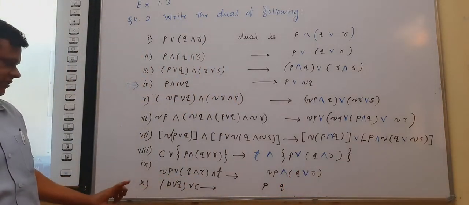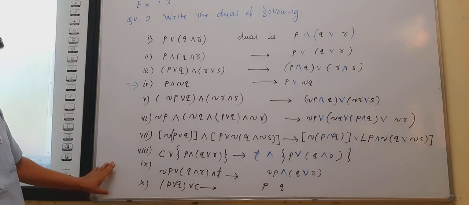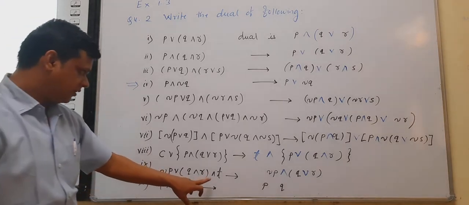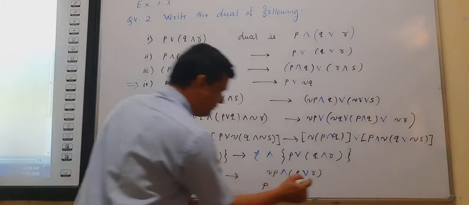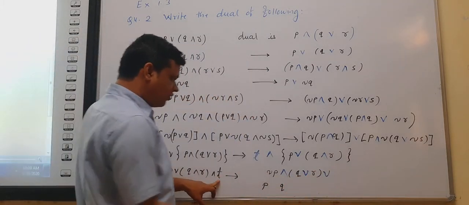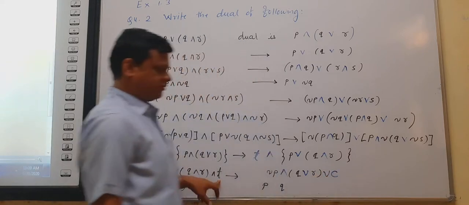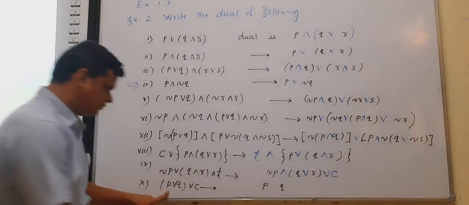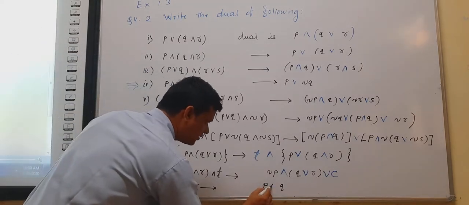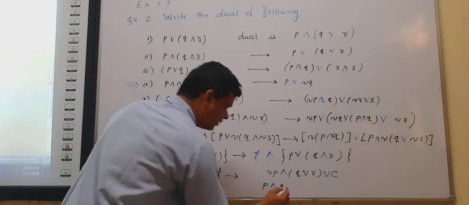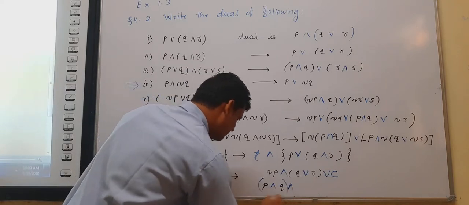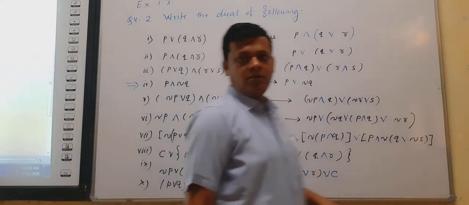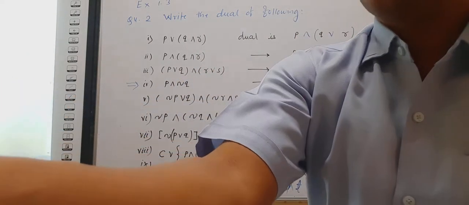Now see the next example. Here the last and by or, and this tautology by contradiction. Come to the last example. P or Q, replace or by and, this or by and, and this contradiction by tautology. In this way we convert.